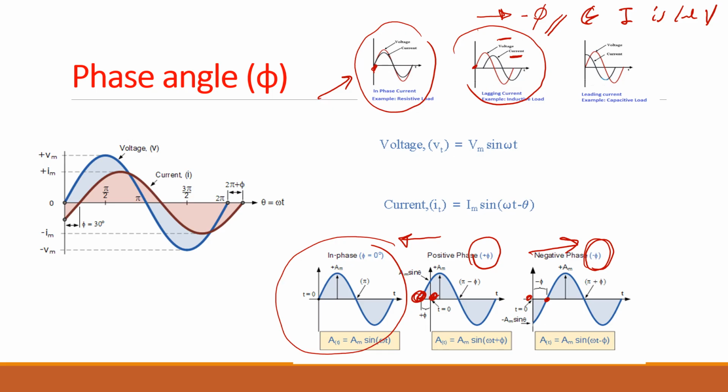Makes sense? And here, what can you say? Current is leading the voltage. So why is that? The current is starting earlier, the current has shifted towards the left. So that is a positive phase.